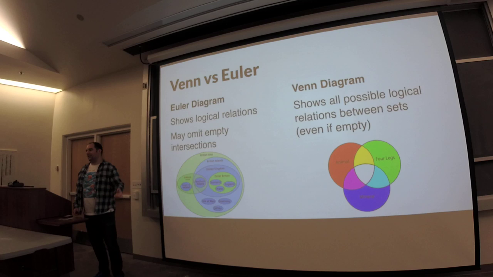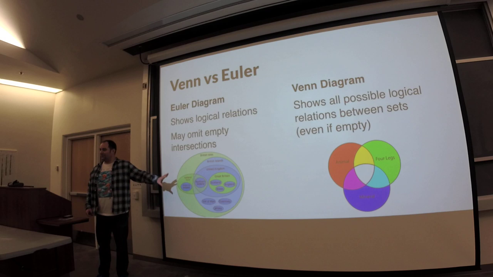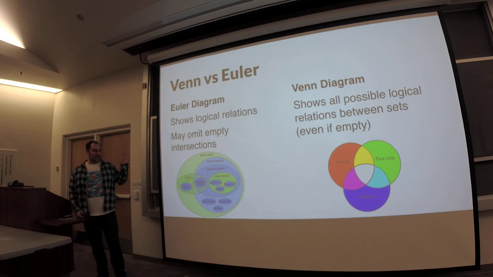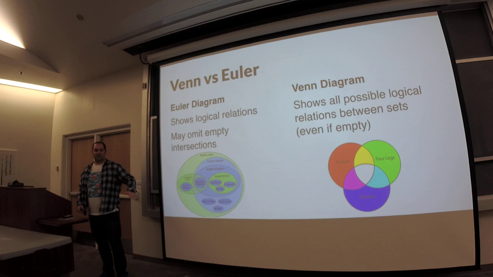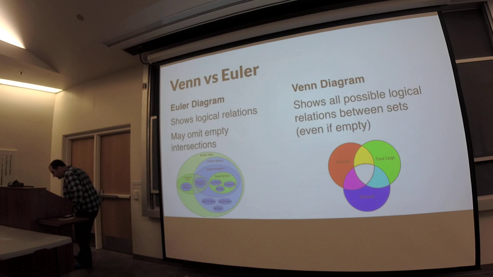the non-empty intersections. So here is a surprisingly complicated Euler diagram of the relationship between different geographic entities on the British Isles: the British Isles, the British Islands, the United Kingdom, Great Britain, Scotland, England, Wales, and so on. They're all in a complicated relationship, but there are empty sets here that are not shown. Whereas, for example, animals, four-legged, and minerals don't have an intersection.